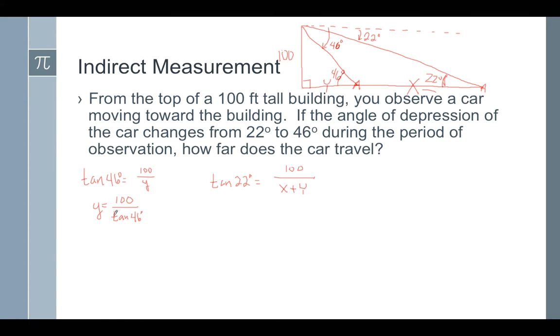Now, I'm not going to plug in the y yet because that makes my problem a lot harder. But what I'm going to do is solve for this denominator. So I'm going to multiply both sides by x plus y, and divide by tangent of 22. Therefore, x plus y is equal to 100 over the tangent of 22.